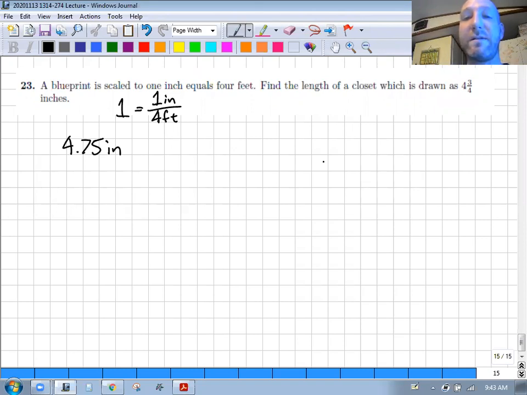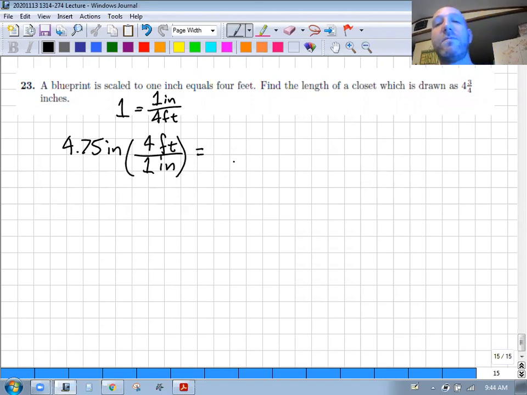But what is that in the real world? Well, we multiply it by our pure 1 here. In this case, we've got to get rid of inches. We need feet. You know, 4 feet is 1 inch. So inches go away. 4.75 times 4 is 19 feet.